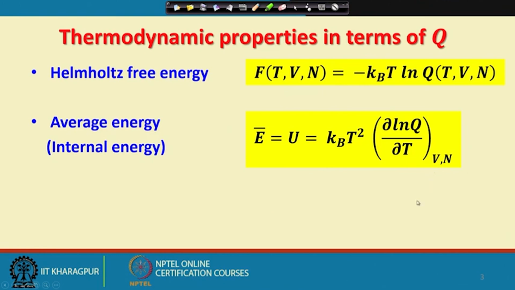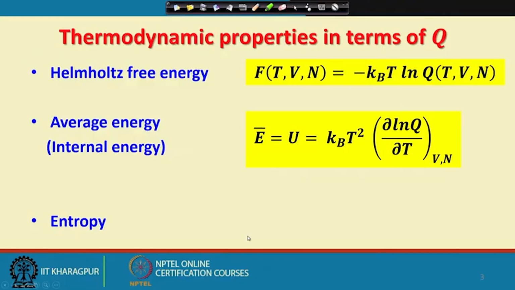Now, once you have the Helmholtz free energy and the internal energy, it is very easy to find out what the entropy of the system is. Now, can you guess? That is only one more algebraic step, and it can be carried out as follows. So, I am looking for an expression for entropy.